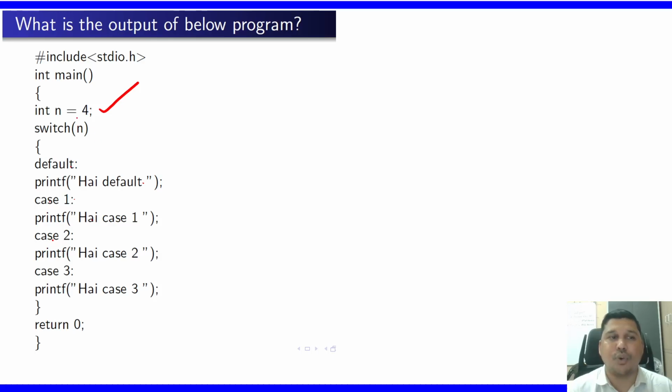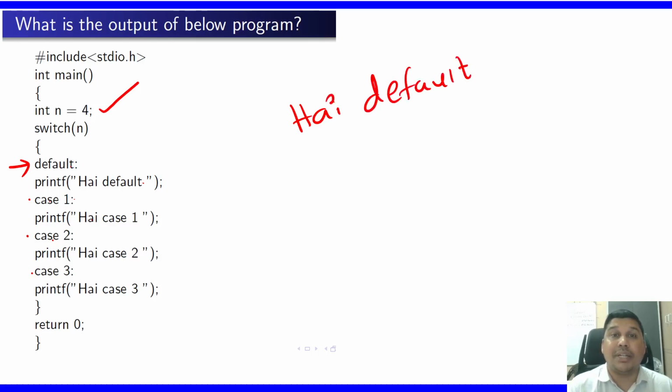When n value is 4, the compiler will first search for a matching case. Do I have a matching case here? No, I don't. Case 1 is not matching, case 2, case 3 are not matching. Then the compiler will look, is there any statement with default? Yes, there is a default written in the switch case. So what is the output? It will say "hi default". But this default is not placed at the end. It is somewhere among the cases, above the cases.